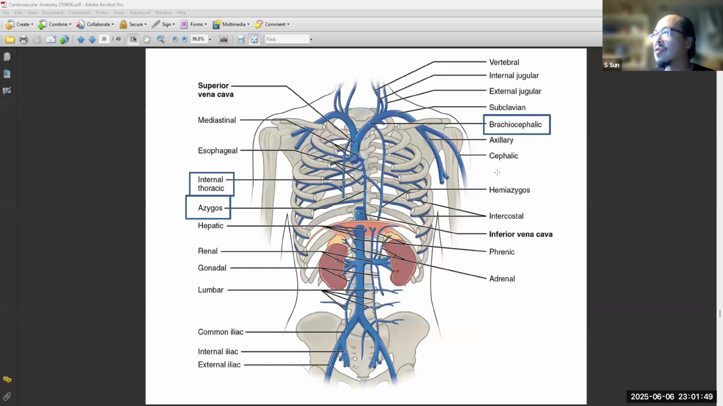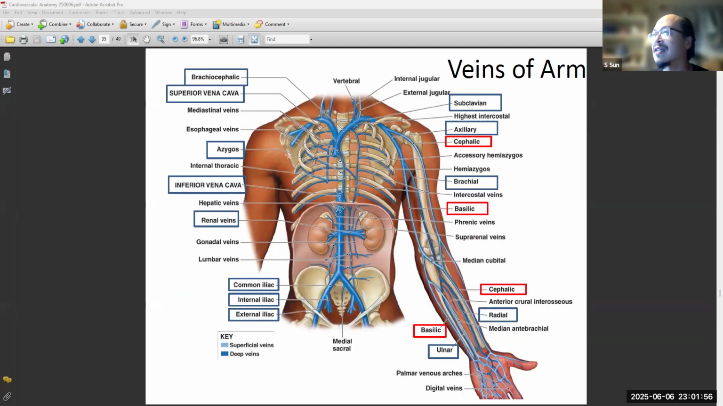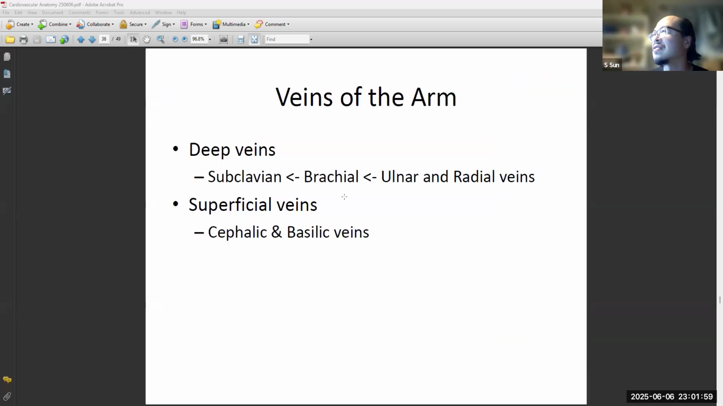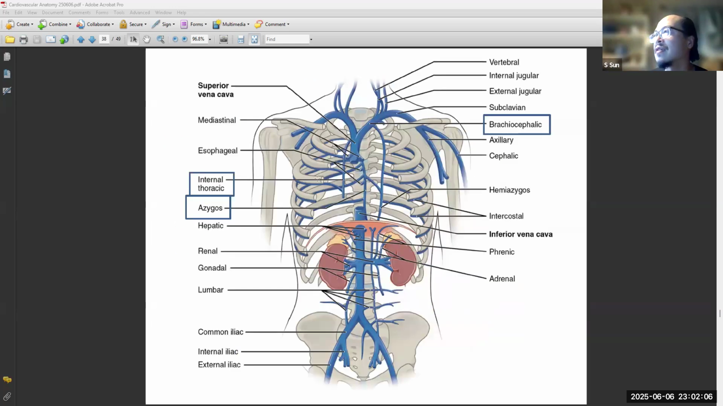This one shows you that we removed the heart, like in the previous one. You can see the azygos right here. This one doesn't show the arm, but we removed the organs in the thoracic cavity. We open up the ribs, and you can see the superior vena cava, with several veins coming into it, including the brachiocephalic, as well as this azygos right here. It goes very posteriorly along the spinal column, very near the spinal column, through the mediastinum, and then enters into the superior vena cava.